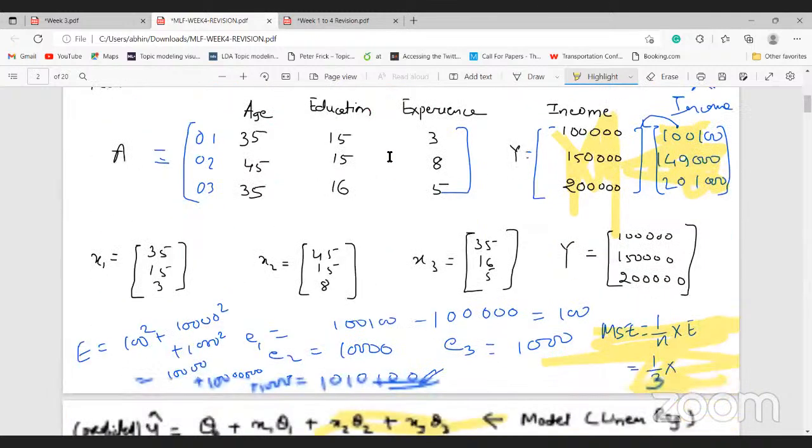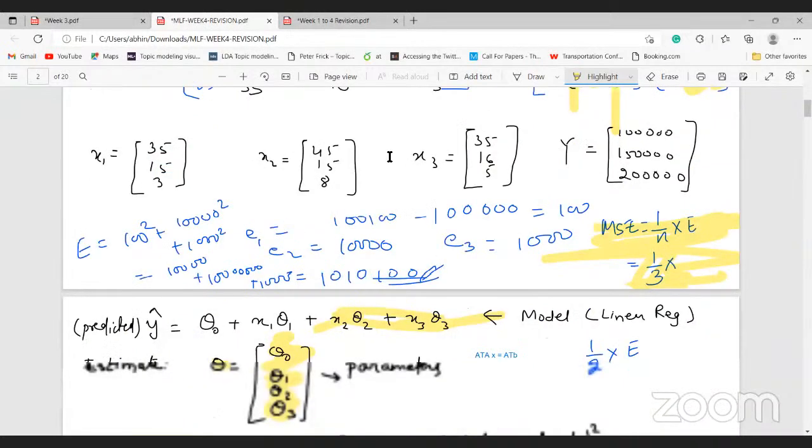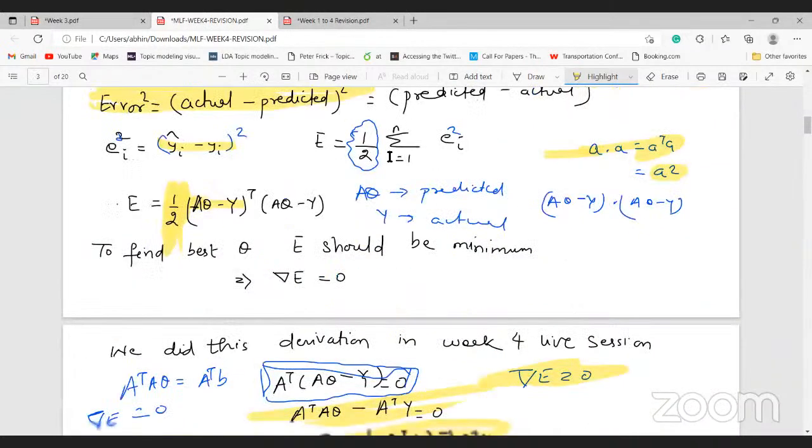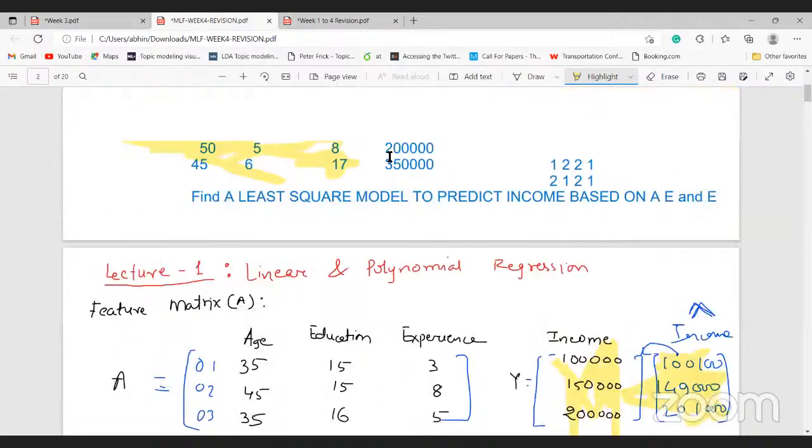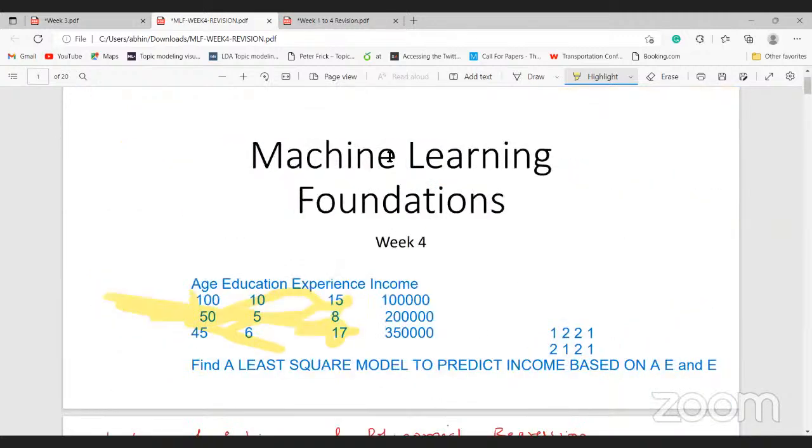Next. So for that question, we have to take all the 3x3 with one dummy column? Yeah, correct. Your feature matrix will become 3 cross 4. Yes. Okay.